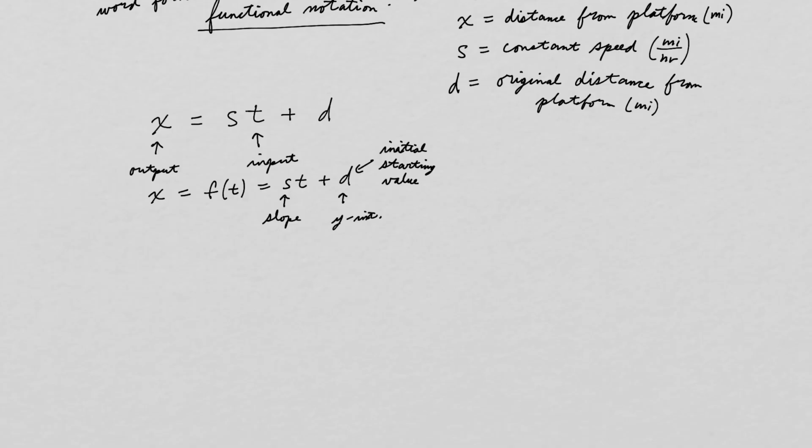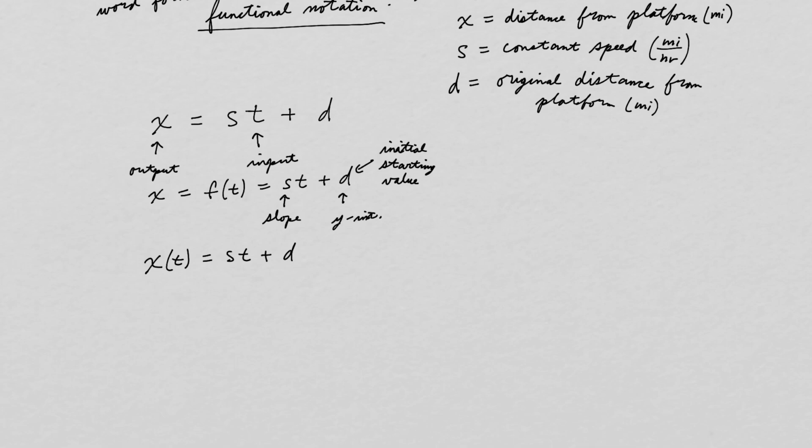By the way, sometimes engineers and physicists do this. Instead of this notation, they shorten it, and they'll say x is a function of t. Just another notation you could use to represent the fact that it's a function.